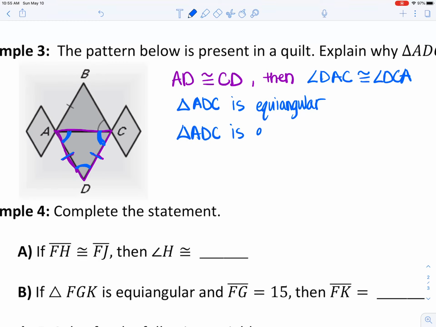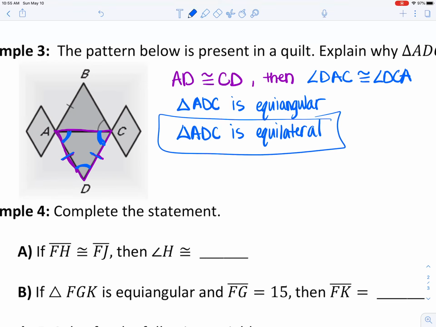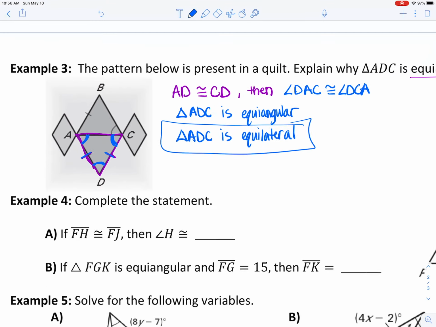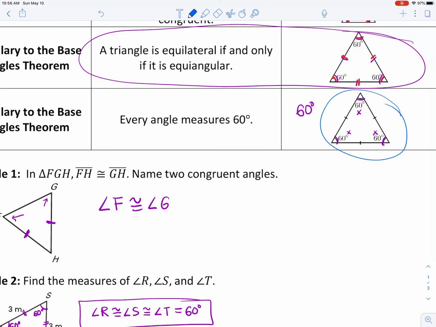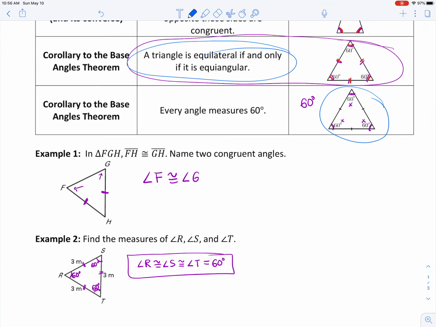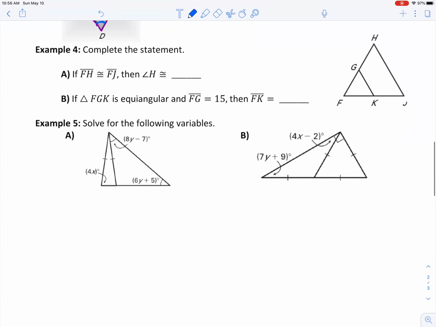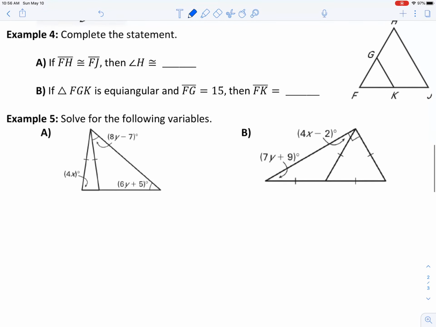If a triangle is equiangular, then I know that triangle ADC is equilateral. All right, and that is why. Again, that would be because of that corollary that we looked at on the first page. If something is equiangular, it is equilateral right here.